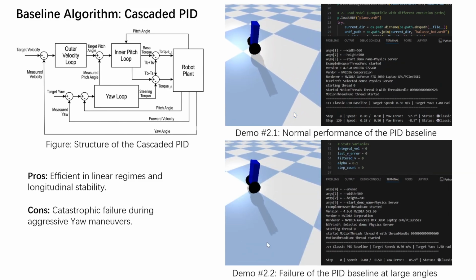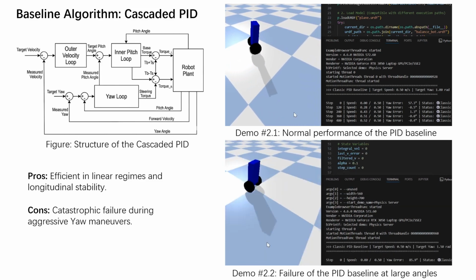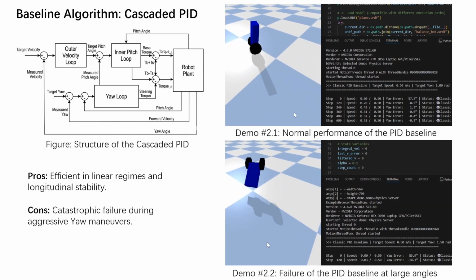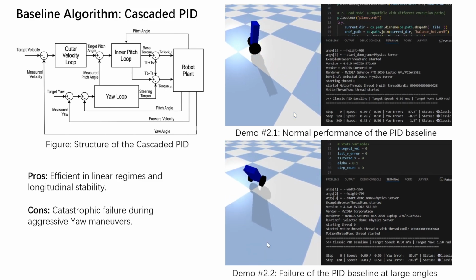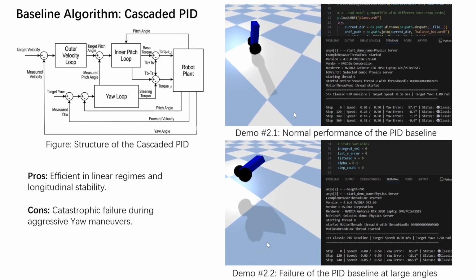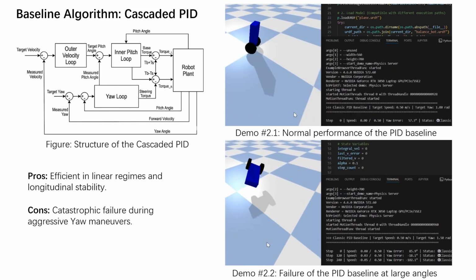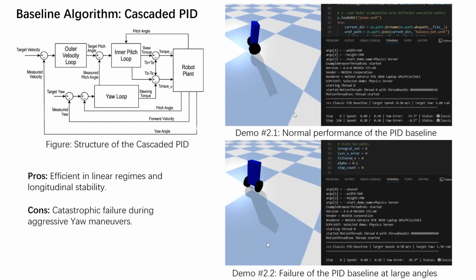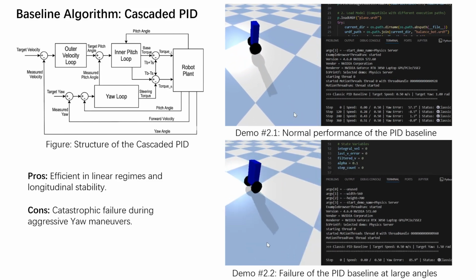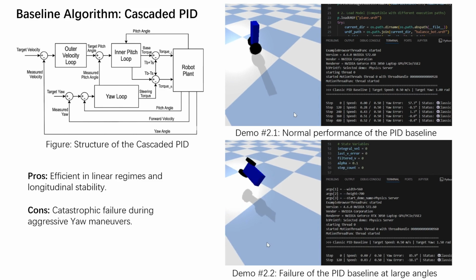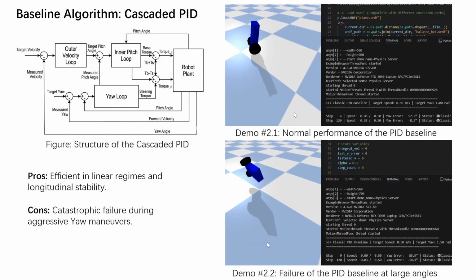The pros are evident. It is efficient in linear regimes and longitudinal stability, as seen here in Demo 2.1, tracing a straight line. However, the cons are significant. There is a catastrophic failure during aggressive yaw maneuvers. Because the controller is blind to 3D physical cross-coupling, turning past certain angles leads to an immediate loss of balance and spin out, as demonstrated in Demo 2.2.